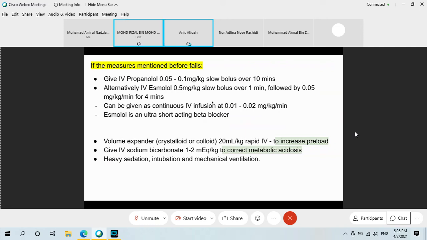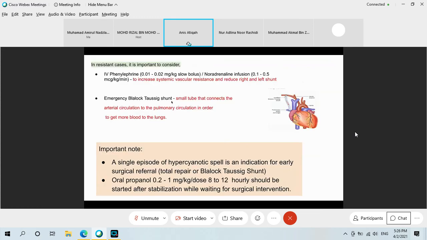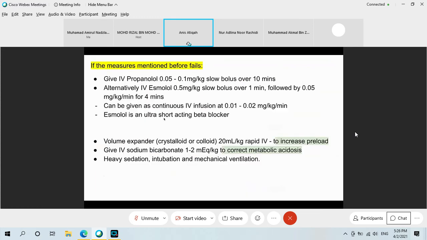Don't worry about the dosage. So what you need to know, you can give intravenous propranolol. Alternatively, you can use IV esmolol, also as an IV infusion. Esmolol is an ultra short-acting beta blocker.